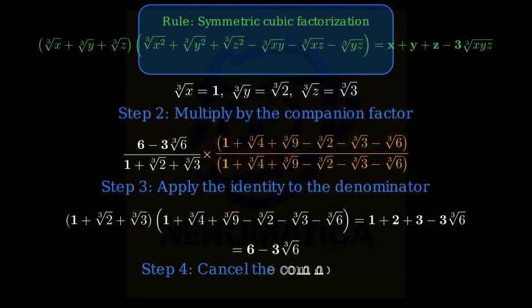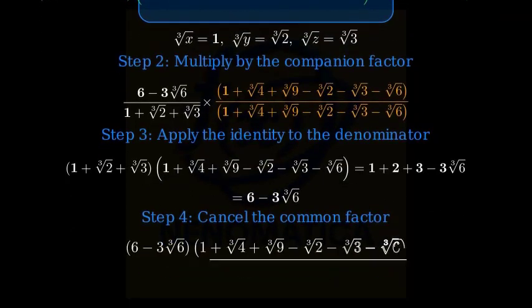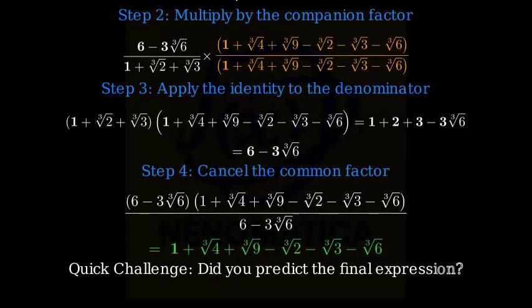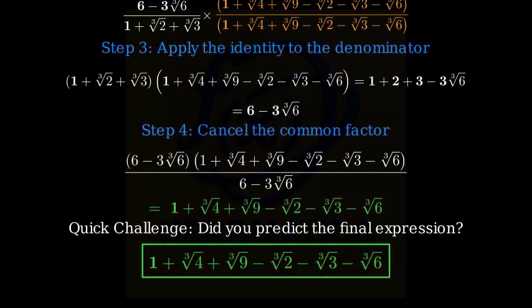Step 4. Substitute that result into the full fraction. Notice the same factor 6 minus 3 cube root of 6 appears in numerator and denominator, so it cancels to 1. Quick challenge. Could you predict that final green line before it appeared? If yes, great job. Final simplified result in green.